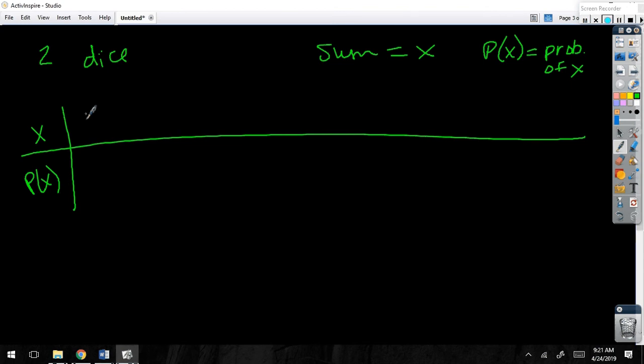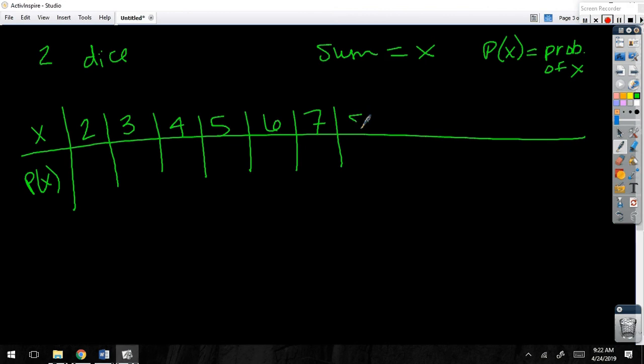2 is the smallest I could get. Okay, let's go in order. But you're not wrong. You're right. 3 up to what? 12. Why can I not have 1 on here? You've got 2 dice, right? 10, 11, 12. So now the question becomes, what's the probability of rolling a 2? Well, what are all the different scenarios that could occur?